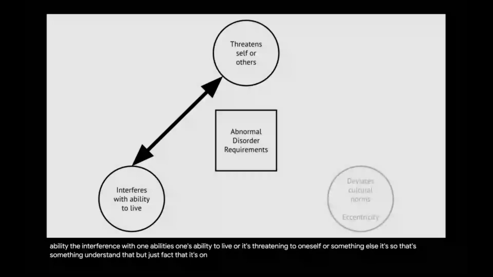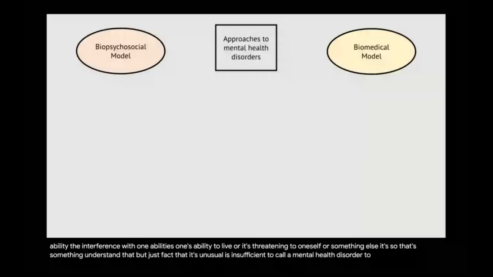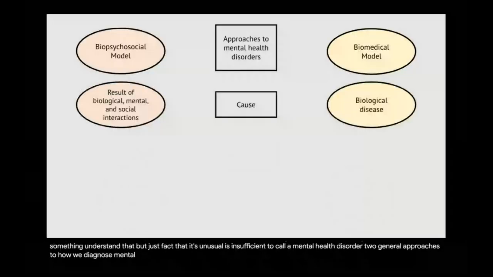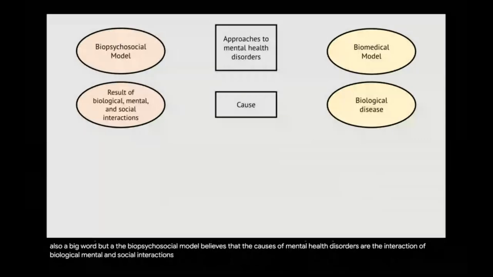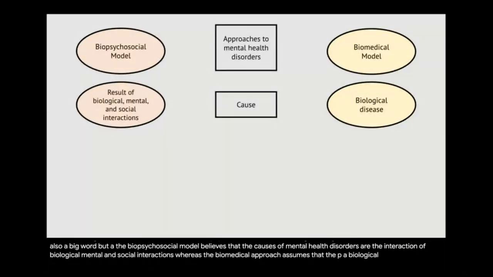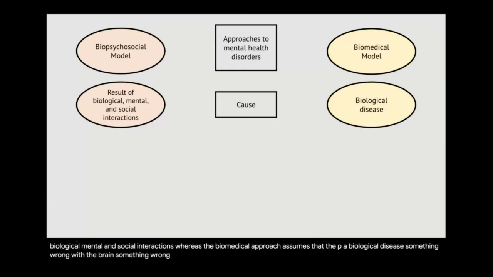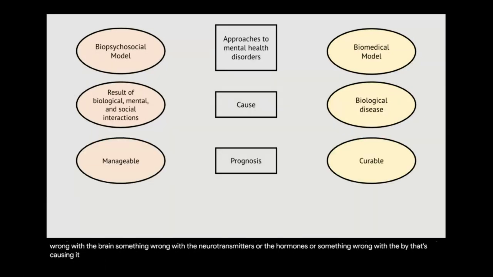Two general approaches to how we diagnose mental health disorders. There's the biopsychosocial model, that's a big word right there, and the biomedical model. Also a big word, but not quite as big. Basically, the biopsychosocial model believes that the causes of mental health disorders are the interaction of biological, mental, and social factors, whereas the biomedical approach assumes it to be a biological disease, something wrong with the brain, something wrong with the neurotransmitters or the hormones, or something wrong with the body that's causing it.